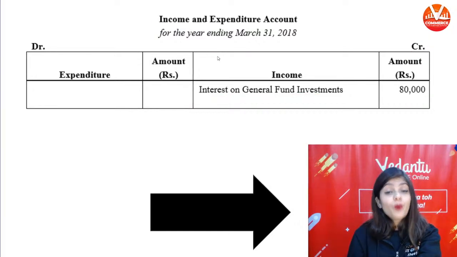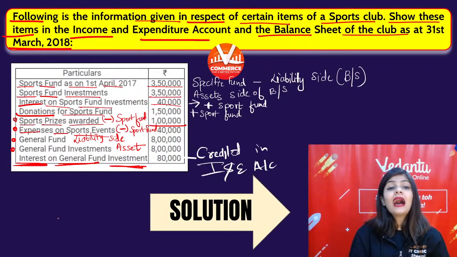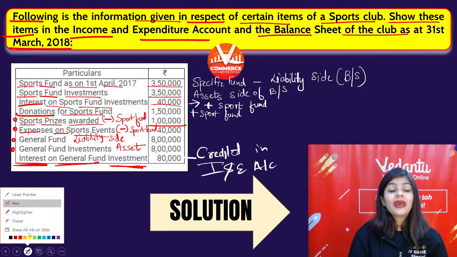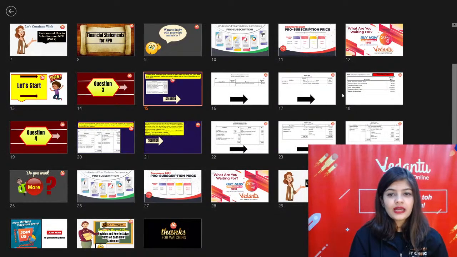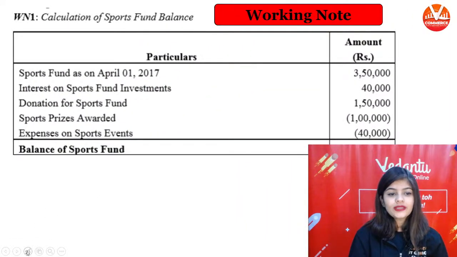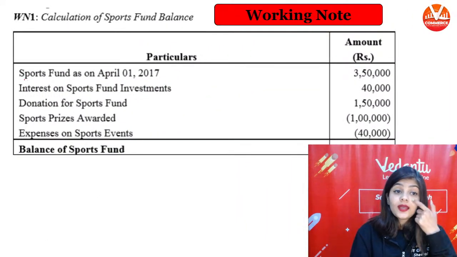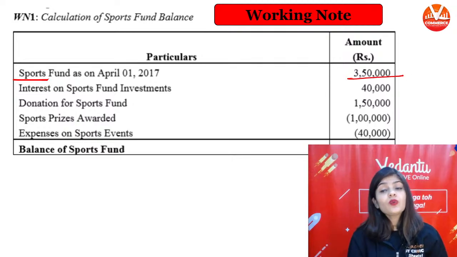Then for sports fund, you will prepare a working note. This is your sports fund. The balance of sports fund was 3,50,000.